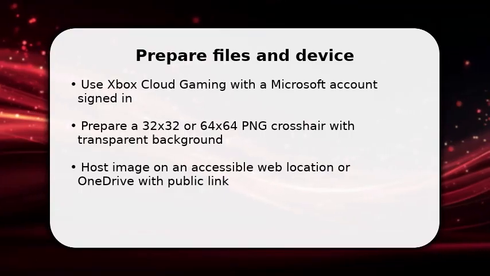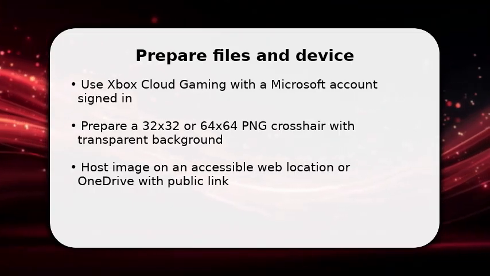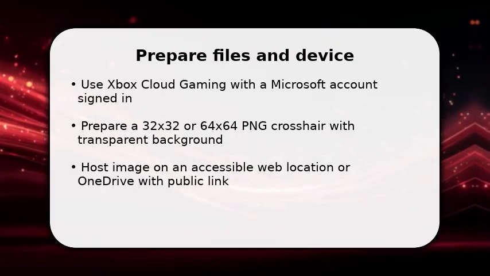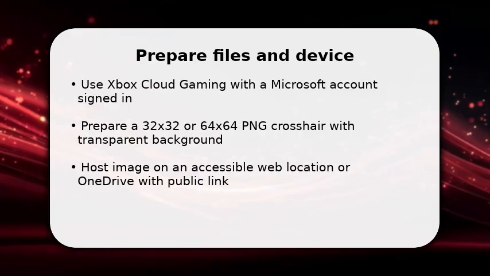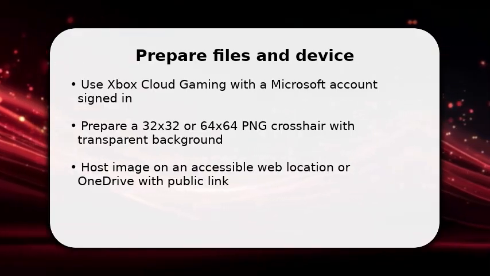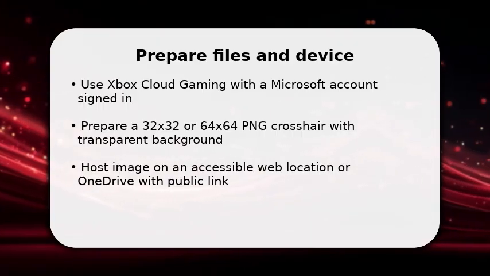You start by preparing the Crosshair graphic and accessible hosting. Make a small PNG at 32x32 or 64x64 with a transparent center so it won't block vision. Once saved, upload it to OneDrive or any host that provides a direct image link. Make sure the link ends in PNG.